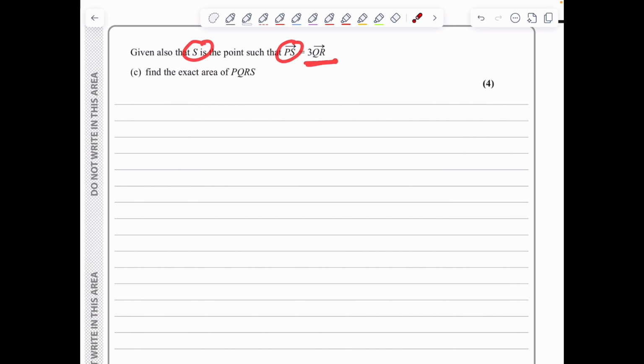In part C, we are also given that the point S is such that the vector PS is 3 times the vector QR, and we need to find the exact area of PQRS. So this is what we had up to now. We had QR and QP. Now the vector PS is 3 times the vector QR, so PS is parallel to QR and has a length which is 3 times the length of QR, so it must be something like this.